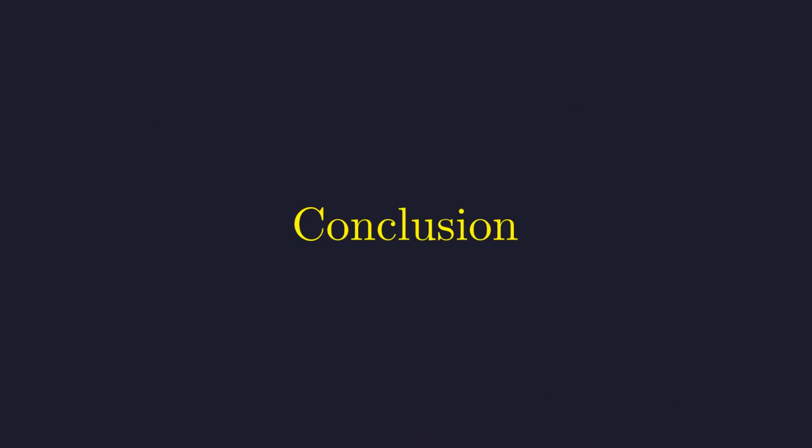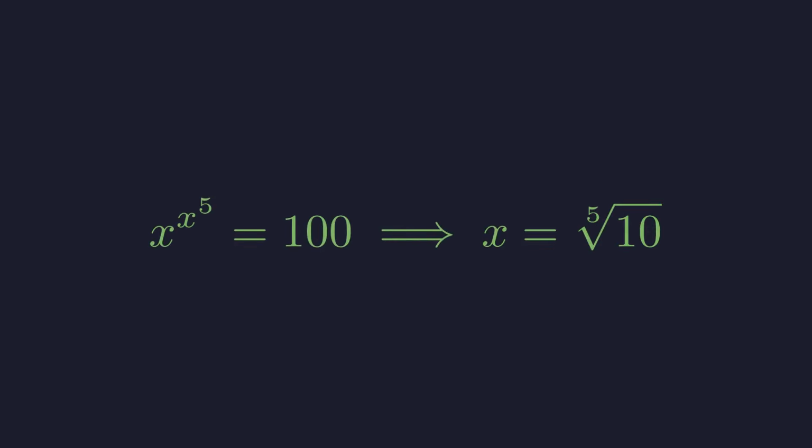So, let's quickly summarize what we found. What started as a rather intimidating equation, x to the power of x to the fifth equals 100, was solved not with brute force, but by a bit of clever algebraic manipulation. By engineering some symmetry into the problem, we transformed it into a form where a careful analysis of the function t to the t revealed a single, rather elegant solution. x equals the fifth root of 10.